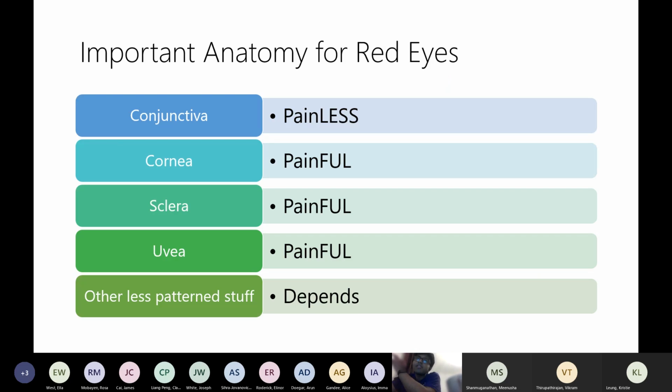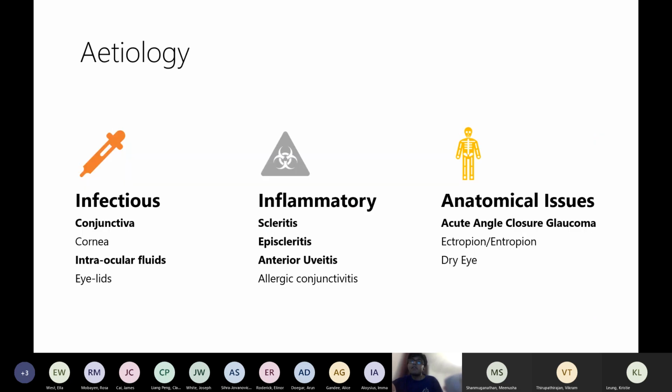And this is really important because depending on which part of the eye is red, you'll have pain or won't have pain. So a general rule is if you've got your conjunctiva involved, it's painless, and everything else is painful. There's some other less patterned stuff, and I know that this is one of those useless categorizations, which is just saying other. But if it's the cornea, sclera, or uvea, it's painful. If it's the conjunctiva, it's painless. That's just a general rule for you to remember.